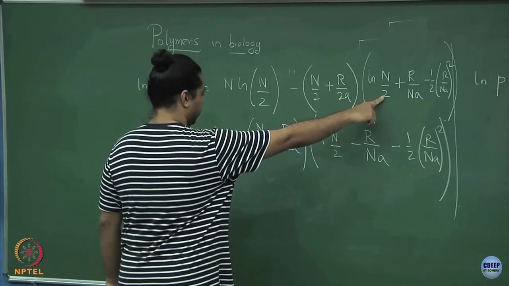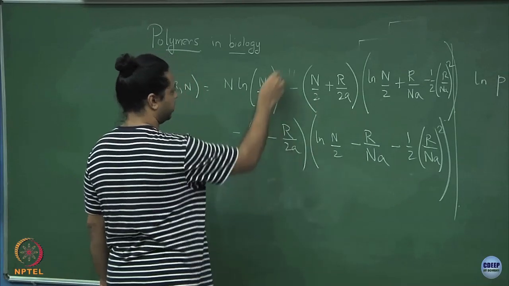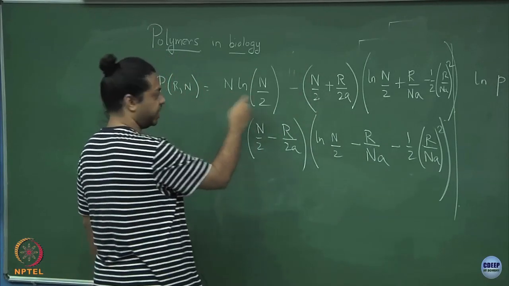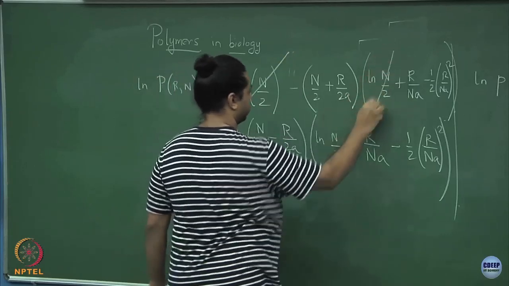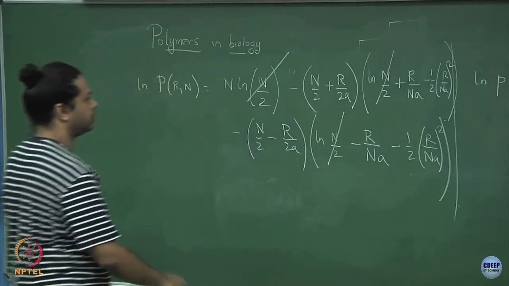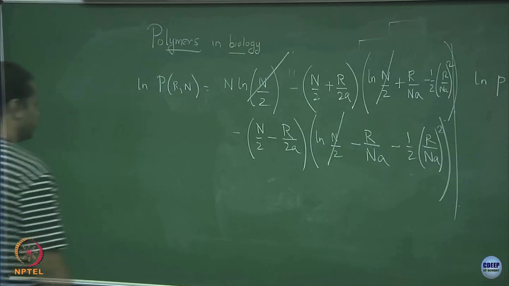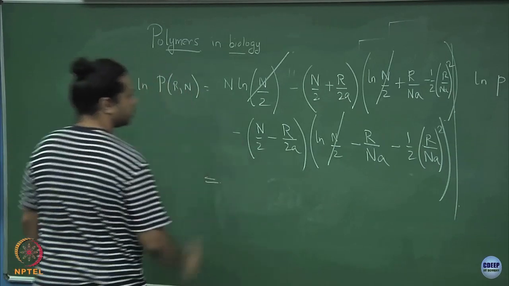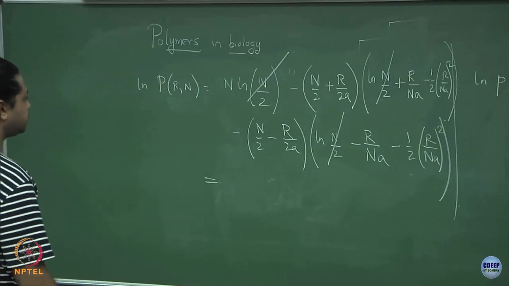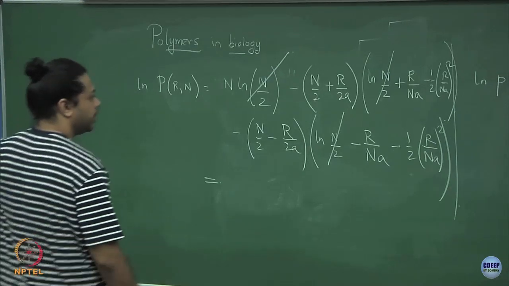This n by 2 log n by 2 and this one add up to cancel this first one, which is an n log n by 2. So, this cancels out, this cancels out. What else remains? Anything else cancels out, obviously? Let's see. So, what do I get?